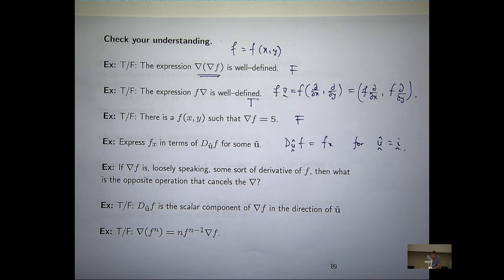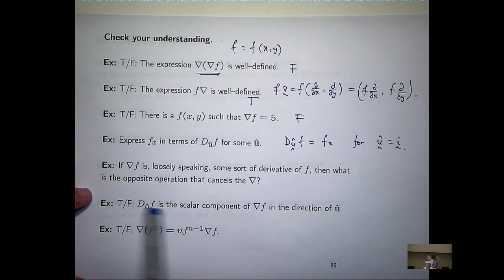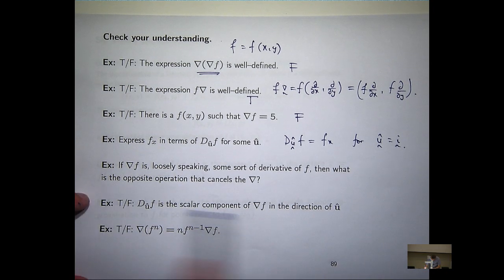If we consider grad f to be some sort of derivative, then what's the opposite operation that cancels the grad f? Because in regular calculus we have a derivative. What cancels a derivative? Integral, right? So if grad f is sort of a derivative, what cancels a grad f? Well, that's very hard, actually. I'll leave that one for you to do as an independent exercise.